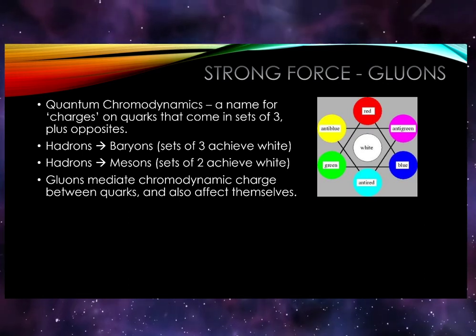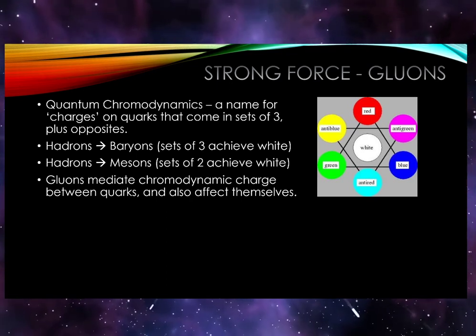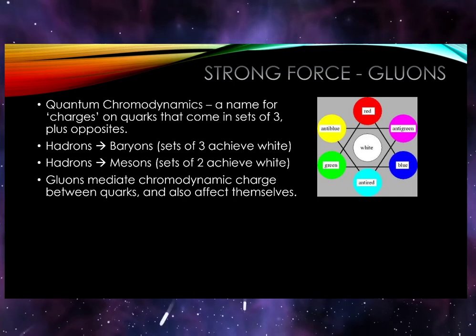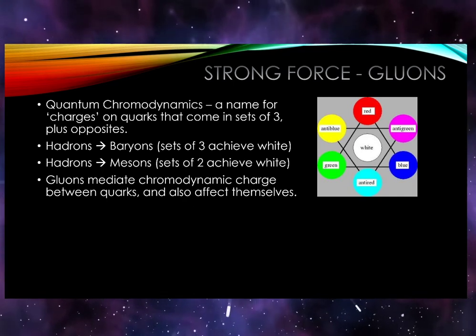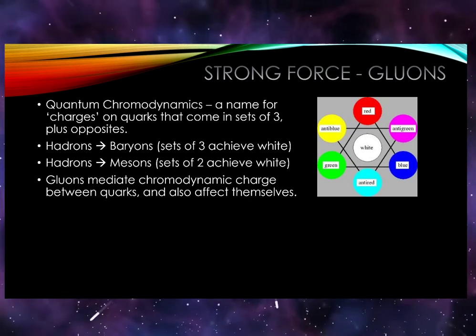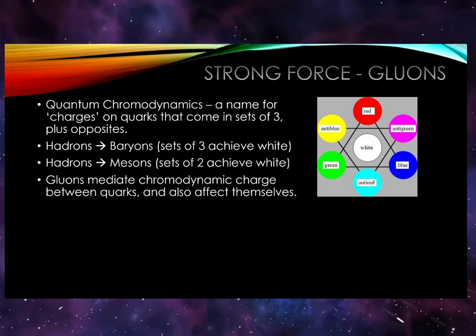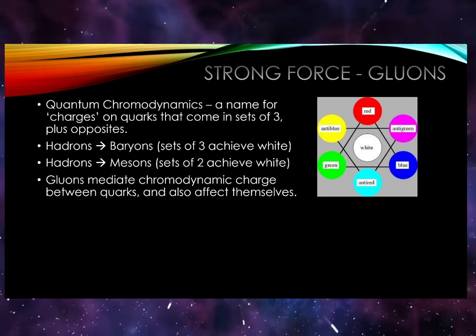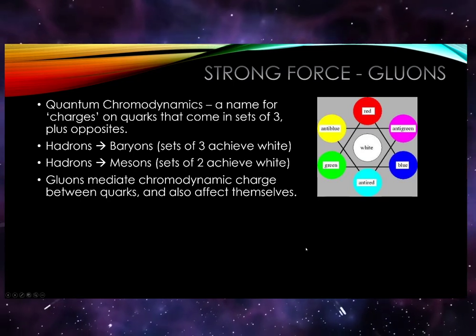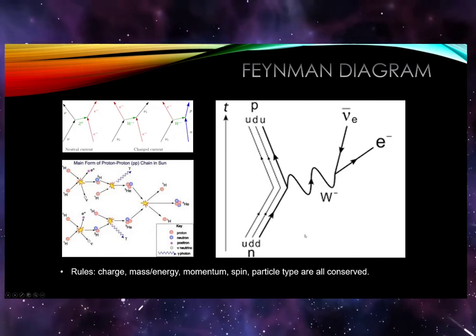Any quark bonding arrangement which results in white counts. So you could have red and anti-red, or you could have red, green, blue. And both of those would result in a white chromodynamic charge arrangement, which is why you can get quarks in sets of three or two according to this model. Well, that's not really explaining why, it's explaining what. That's what's happening.